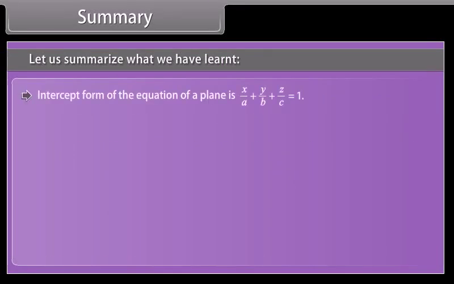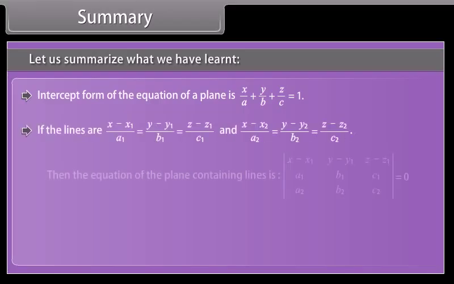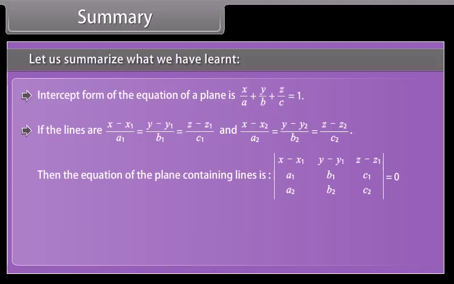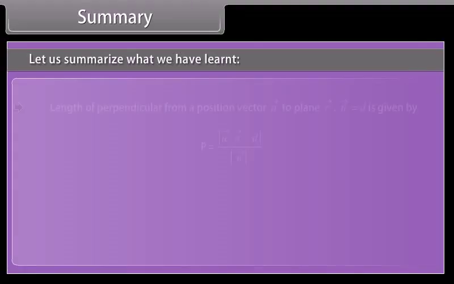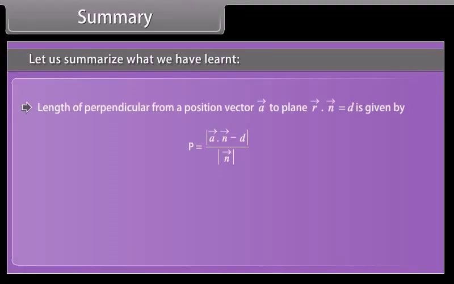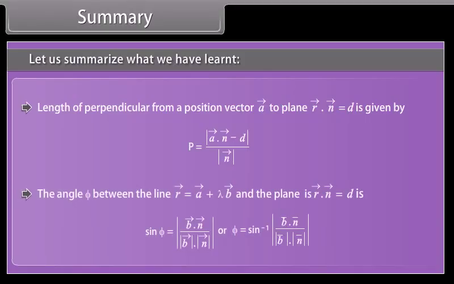Intercept form of the equation of a plane is the following. If the lines are given, the equation of the plane containing the lines is the following. If theta is the angle between two planes, then theta can be written as the following. The length of the perpendicular from a position vector A to the plane is given by the following, and the angle phi between the line and the plane is the following.